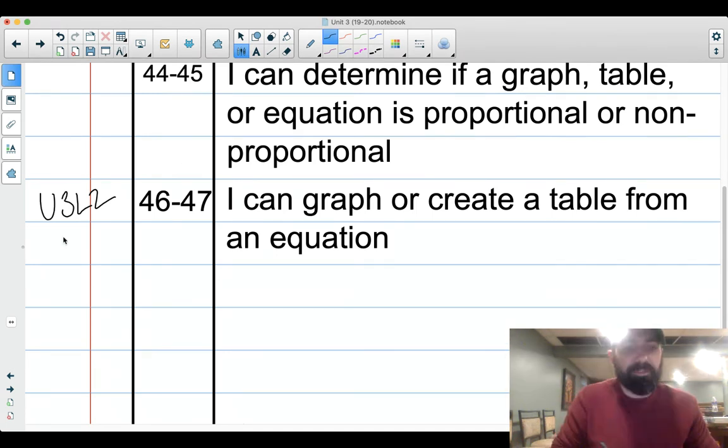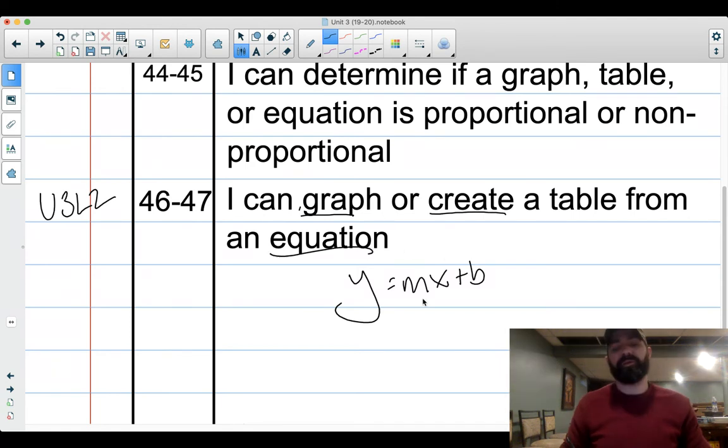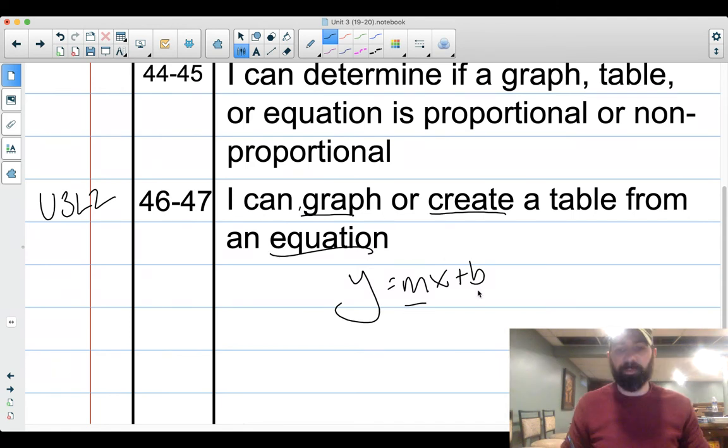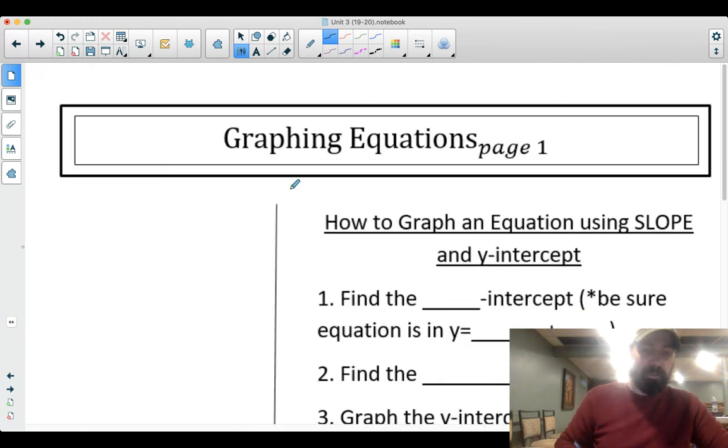We are going to get into Unit 3, Lesson 2, continue with looking at y equals mx plus b. This time we're going to graph or create a table from an equation. So we're going to look at this, remember slope and y-intercept. We are going to use that to create a graph or a table. So let's get started here.